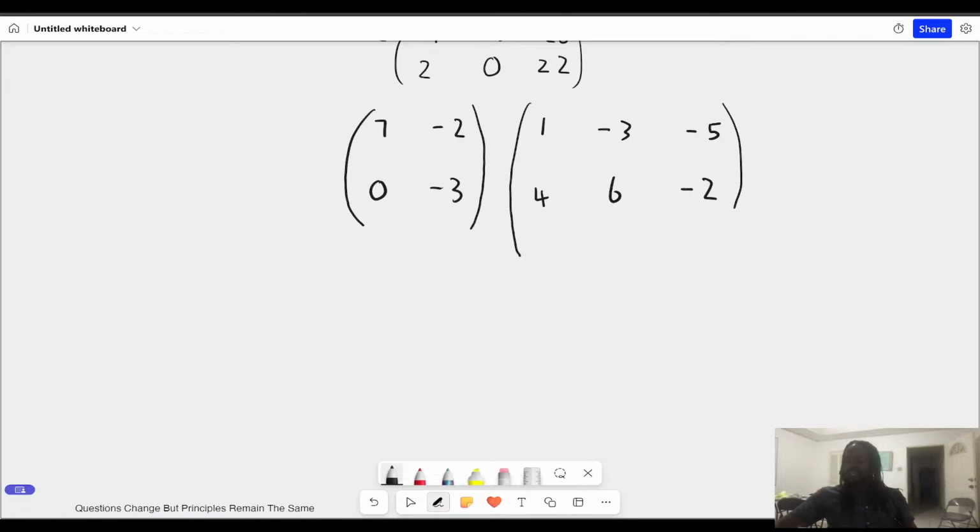First thing, check the orders. What's the order of the first one? This is a 2 by 2. What's the order of the second one? This is a 2 by 3.